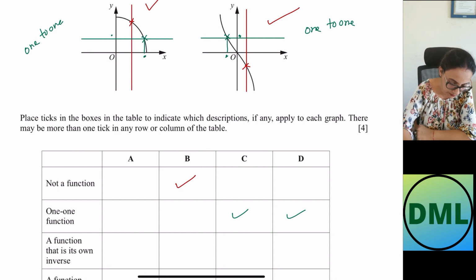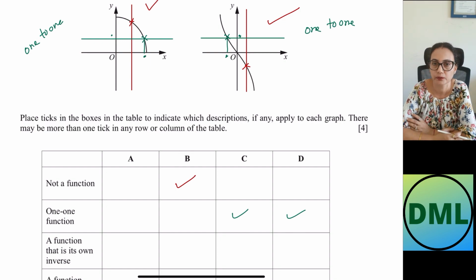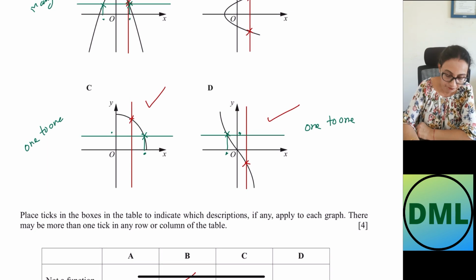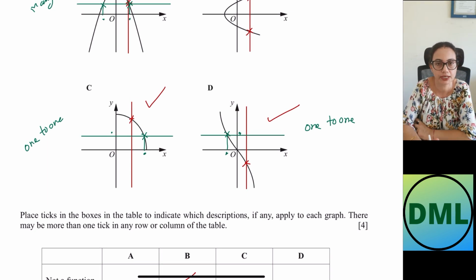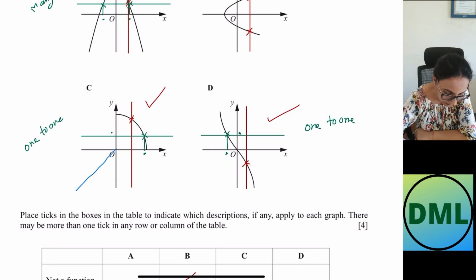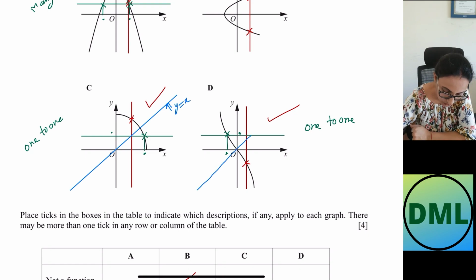What he's asking in the next part? A function that is its own inverse. As I told you earlier, inverse is possible only in one-to-one function. So one-to-one function is C and D, but which has its own inverse. To check the inverse, I told you have to check it on the line y is equal to x. Let's draw the line y is equal to x here. If I draw the line here, this is the line I have, y is equal to x. I will draw the line here also. This is also y is equal to x line.